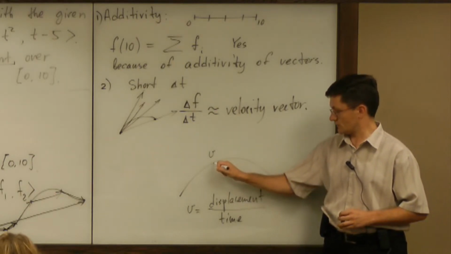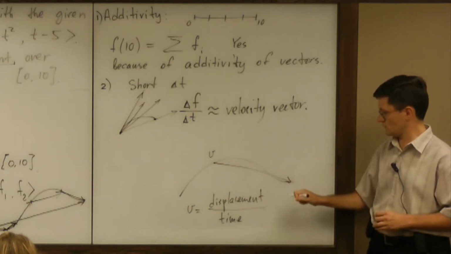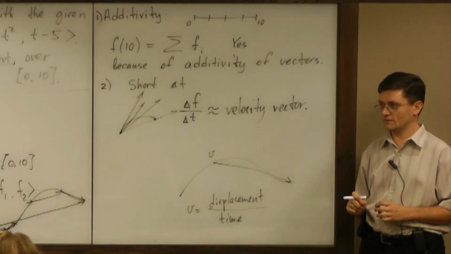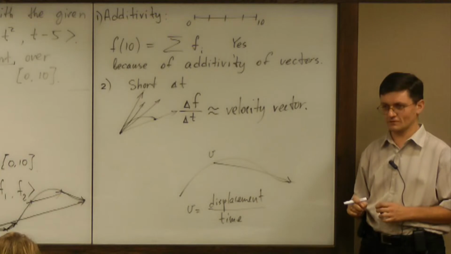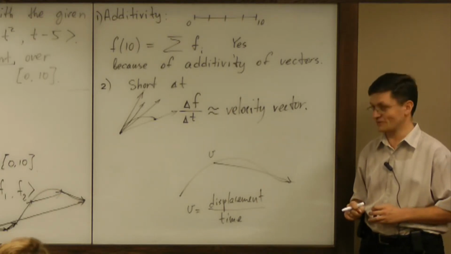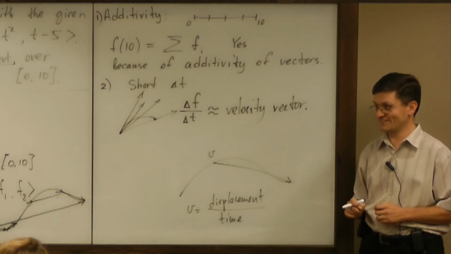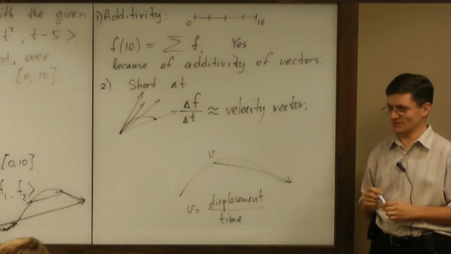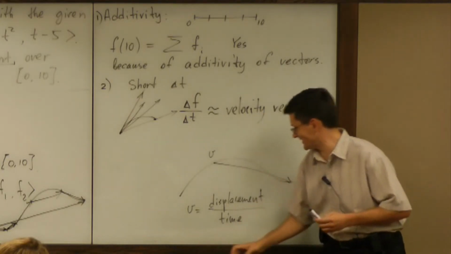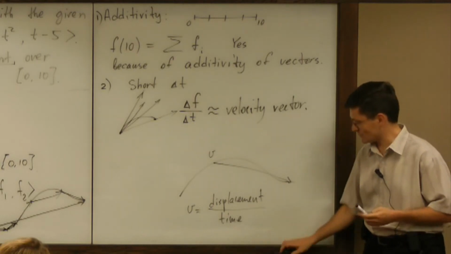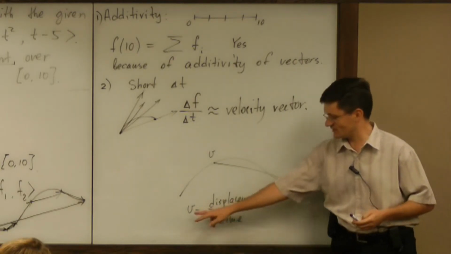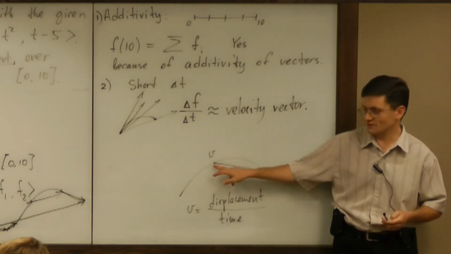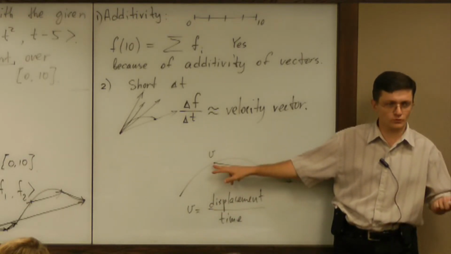Like which displacement? This displacement over the whole time, or instantaneous displacement over what? Instantaneous time? Oh, I'm sorry, instantaneous time is 0. There is no such thing as instantaneous time. So what is it that you do when you describe velocity at this point? How does it look geometrically?